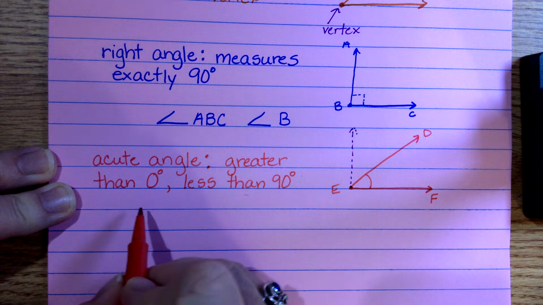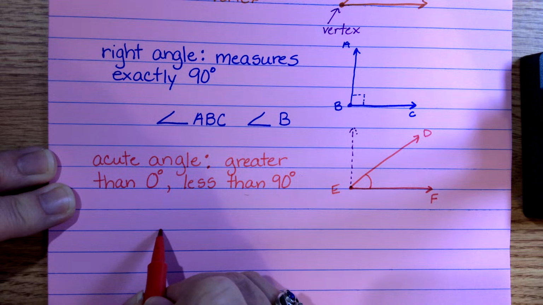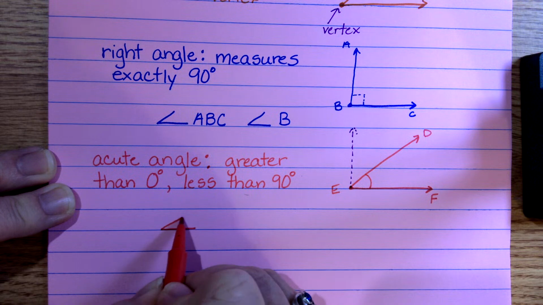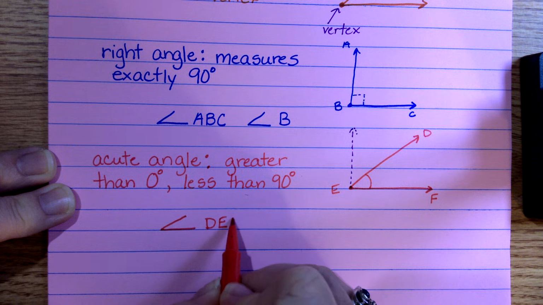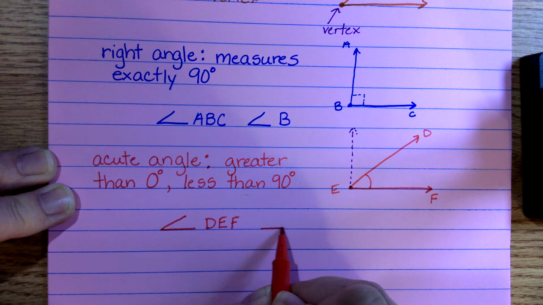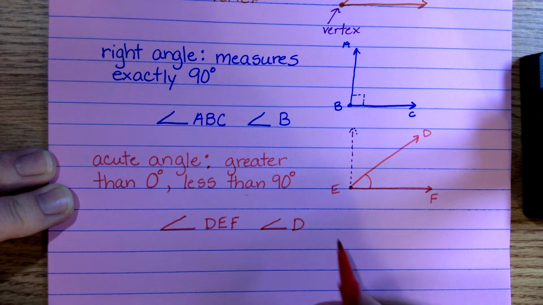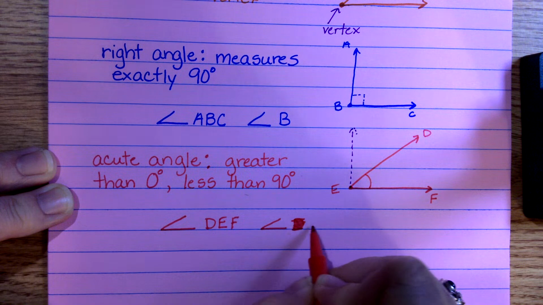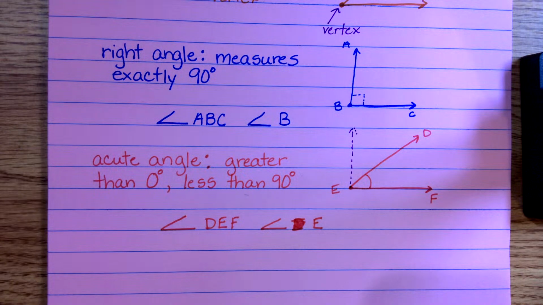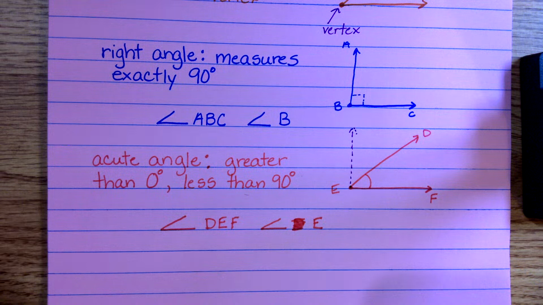So this is also called angle D, E, F, or angle D. Sorry, angle E. Put the wrong thing on there. Angle E. So angle E describes this angle right here.